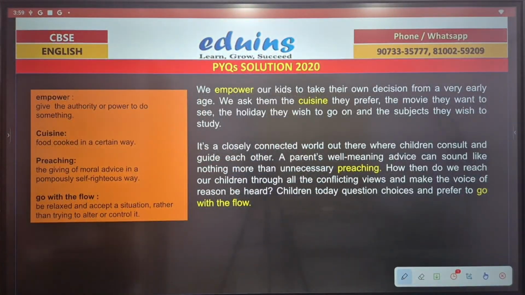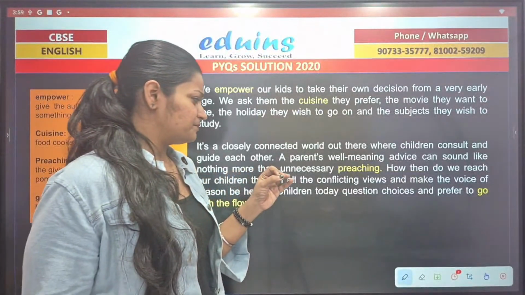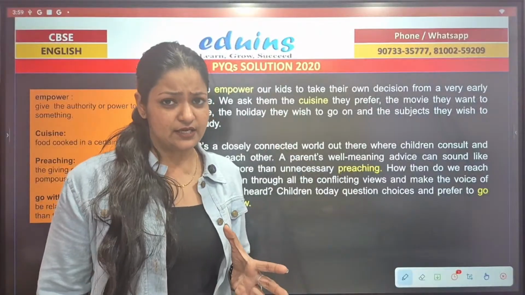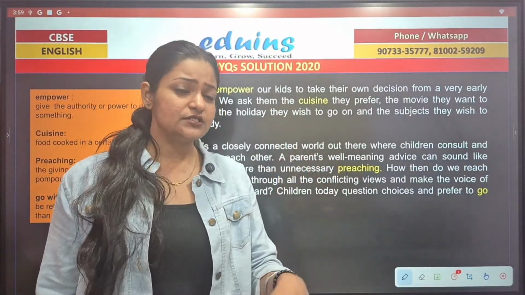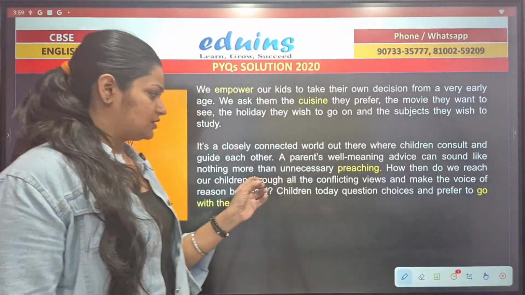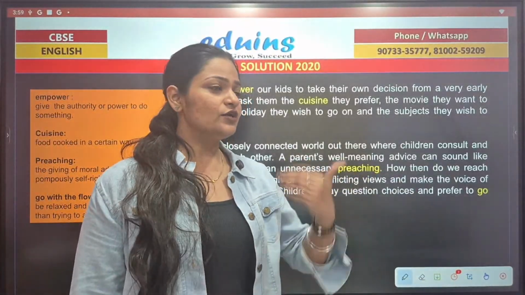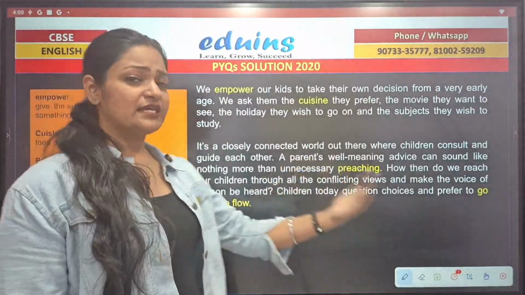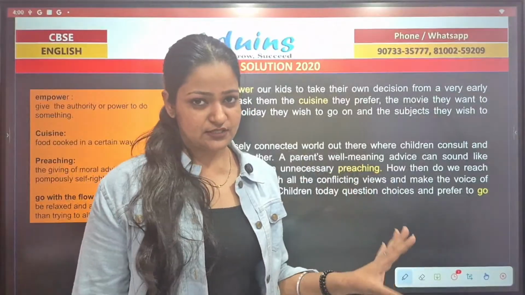Preaching means giving moral advice in a pompously self-righteous way. Self-righteous means it is an unnecessary thing you are saying. You can feel connected over this, and you can relate to this whenever parents suggest something. You think, this is an unnecessary thing, I will not listen to them. You don't say that to your parent, but you just feel that no, I am not going to listen to this thing.